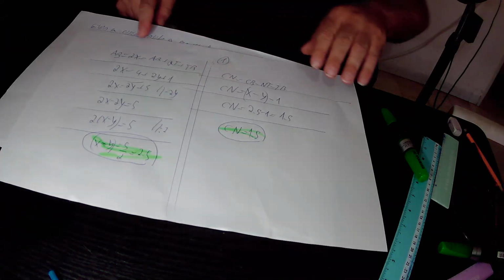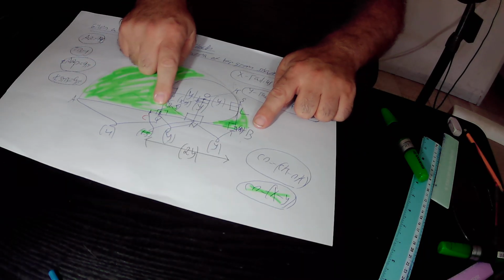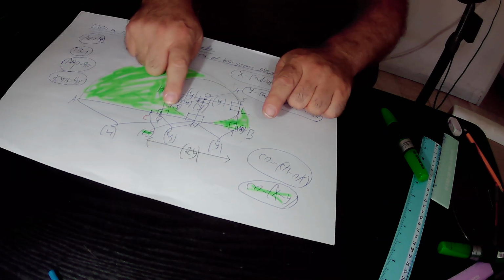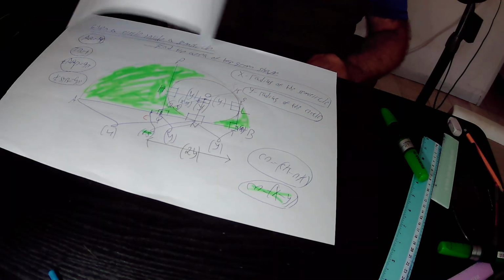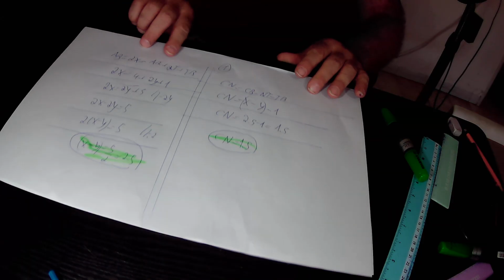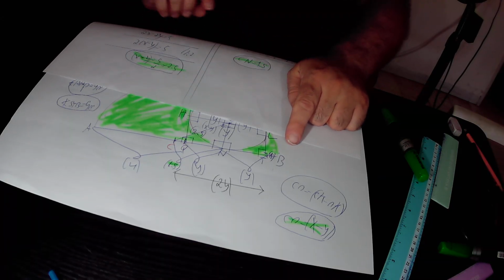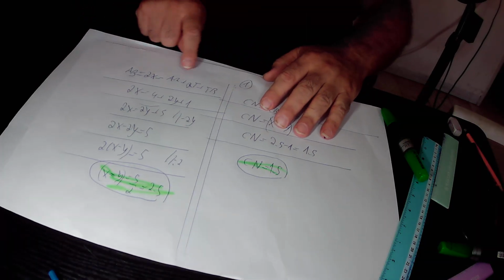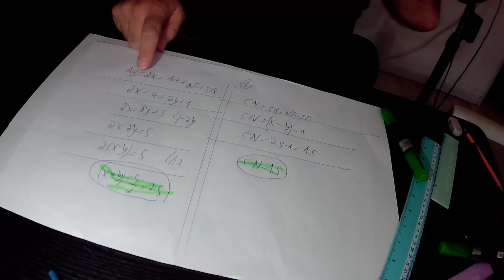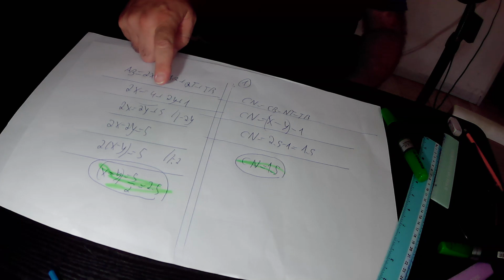Again, AB equals 2x from one side, but from the other side, AB in total equals AQ plus QT plus TB. AQ is 4, QT is 2y, and TB is 1. So in total, 2x equals 4 plus 1, that is 5, plus 2y. Again, 2x equals 2y plus 5.